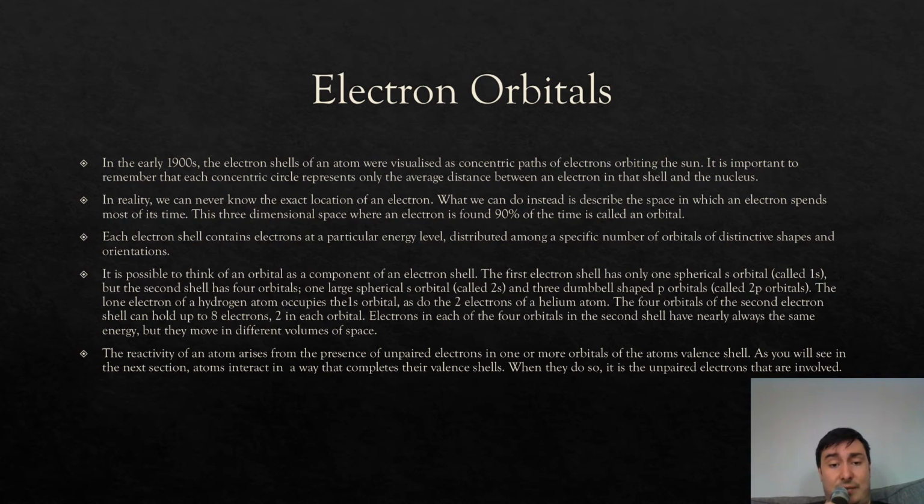The reactivity of an atom arises from the presence of unpaired electrons in one or more orbitals of the atom's valence shell. As you will see in the next section, atoms interact in a way that completes their valence shells. When they do so, it is the unpaired electrons that are involved.